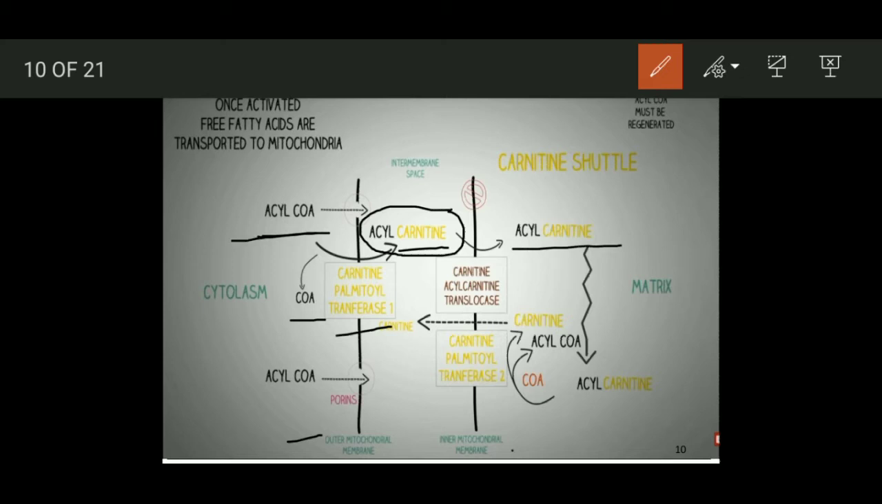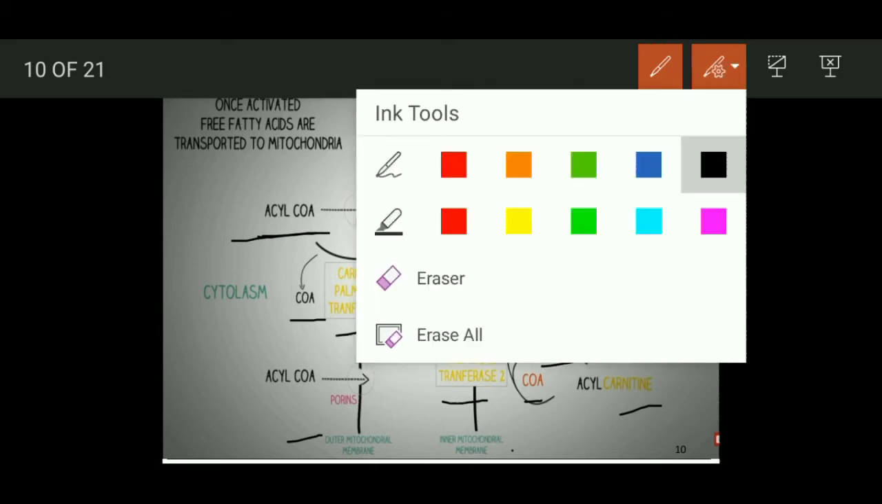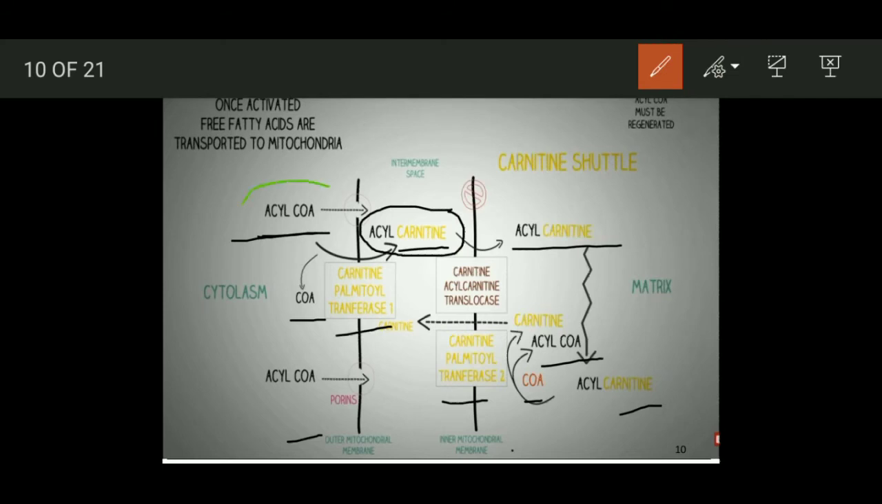So for that another enzyme operates here, carnitine palmitoyl transferase 2. It eliminates the carnitine part and again adds the CoA part. So finally we obtain the acyl coenzyme A. Clear, guys? Understand once again. Here you can see we have successfully transported the acyl coenzyme A from the cytoplasm to the matrix of mitochondria, as you can clearly see here. So this was the idea.